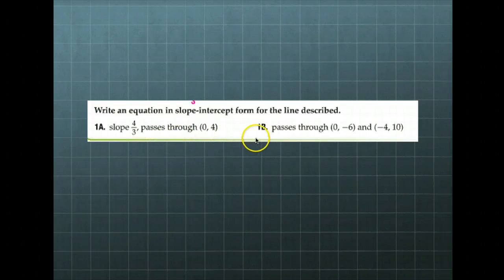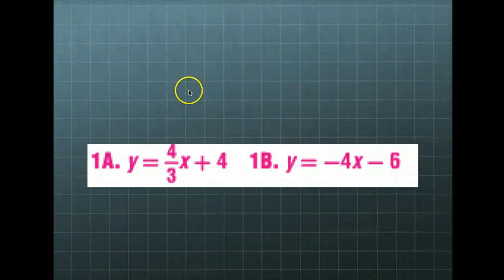So here are two I want you to practice on. Write an equation in slope-intercept form for these lines that are described. So these are guided practices, 1A and 1B. So pause the video, work these problems, and then on the next slide you'll find the answer. Okay, for A, y is equal to 4/3 x plus 4, and for B, y is equal to -4x minus 6. Did you get that?